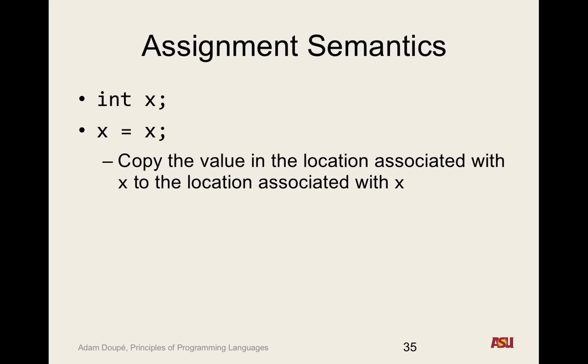We're going to copy the value in the location. So there's one slight distinction, and it's important only because we're talking about semantics, so I have to be a little pedantic. I think you said copy the value of the location, right? But we want to copy the value that's inside that location. So the circle that's in the location associated with x to the location associated with x. So can we draw this with a box and circle diagram?